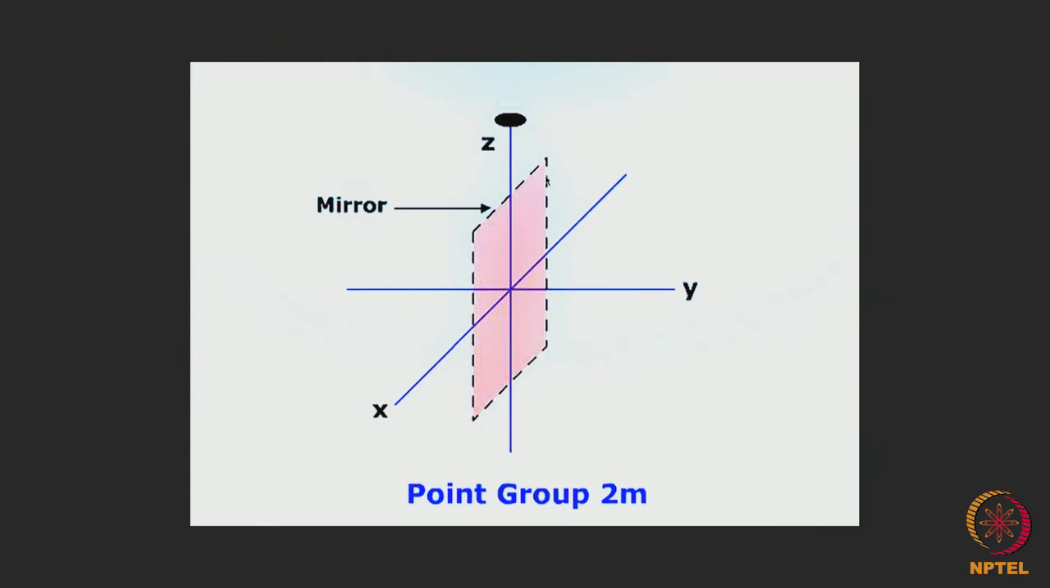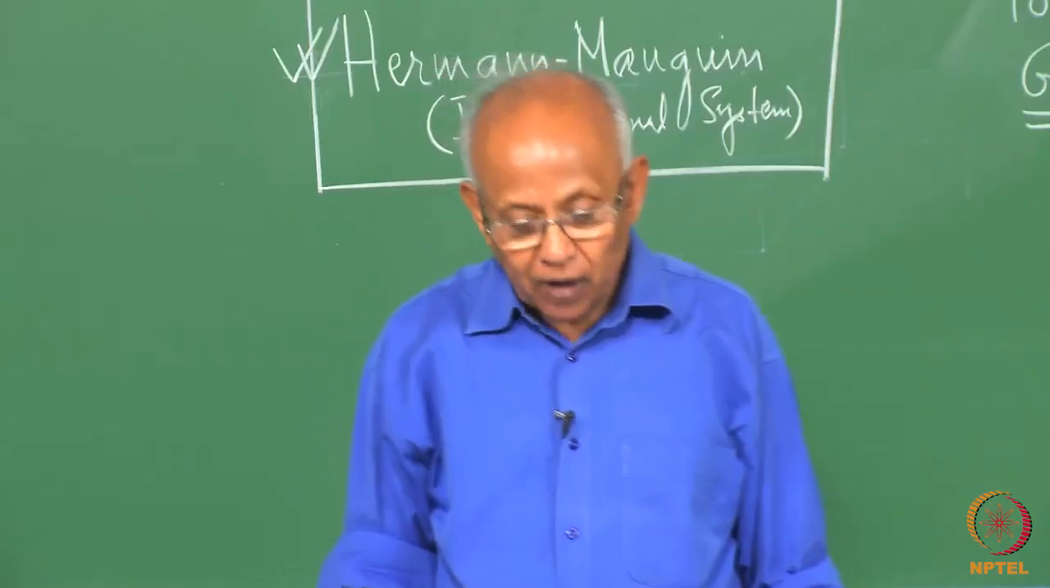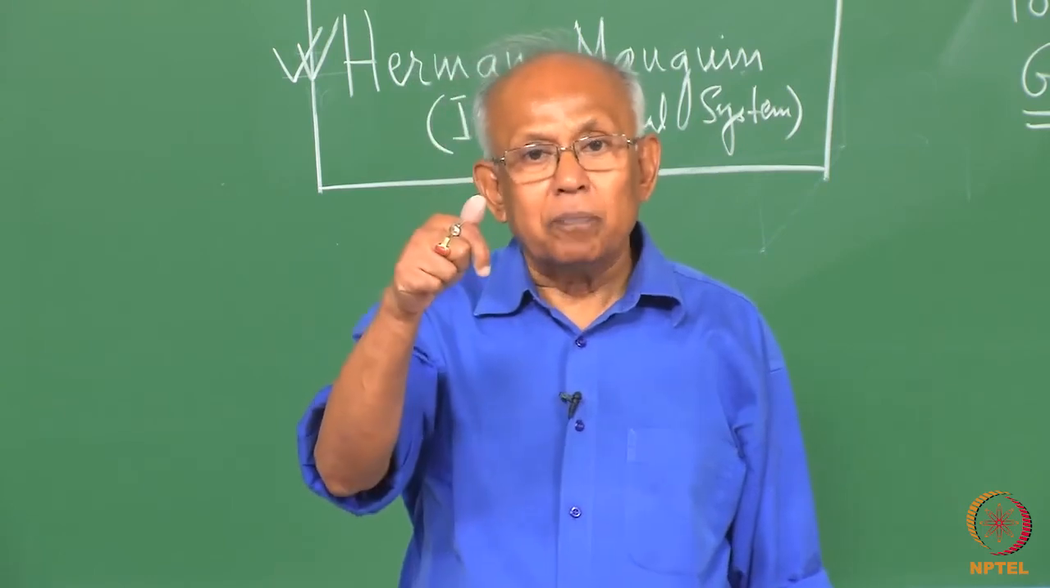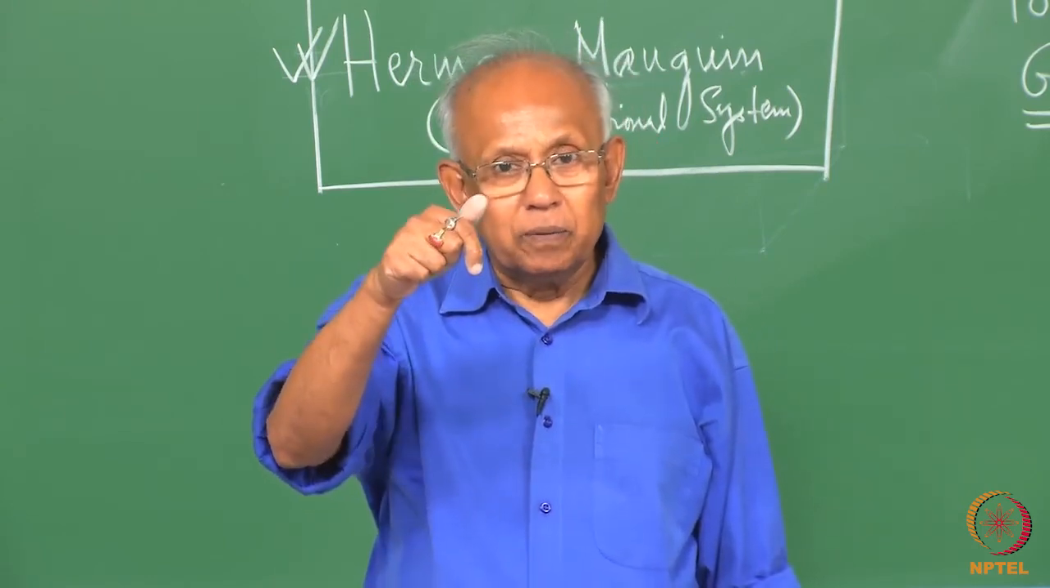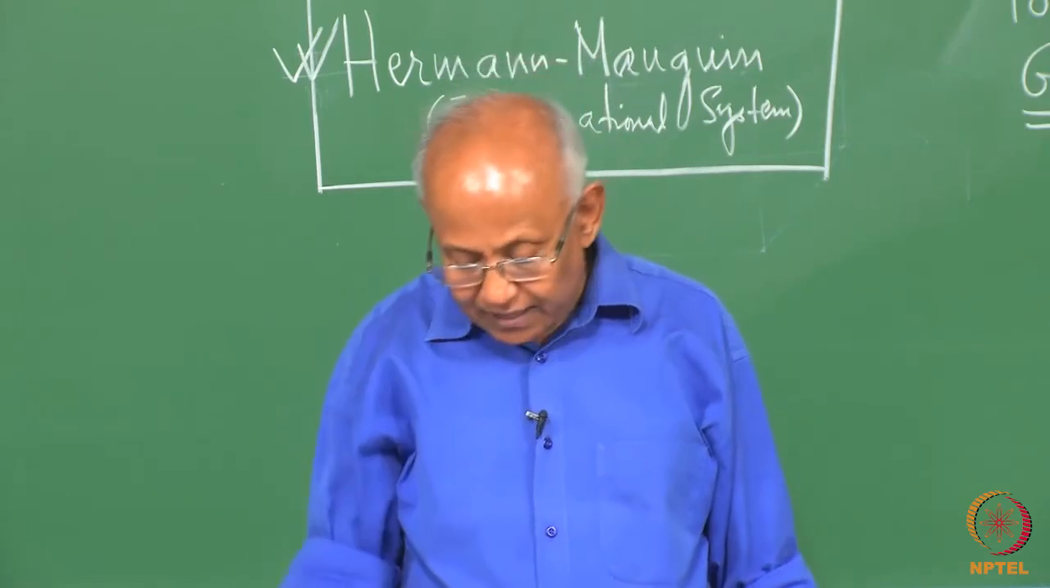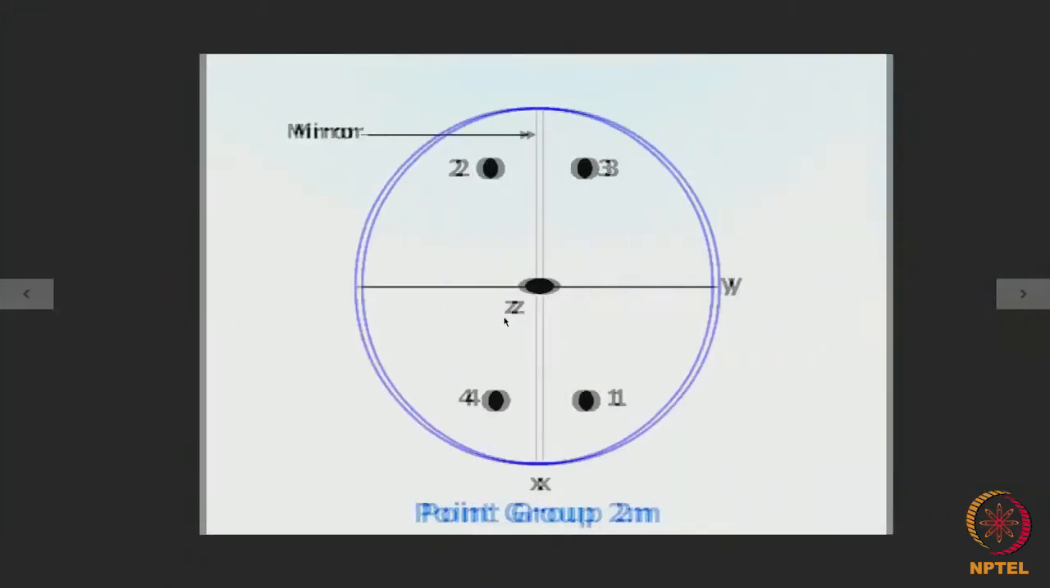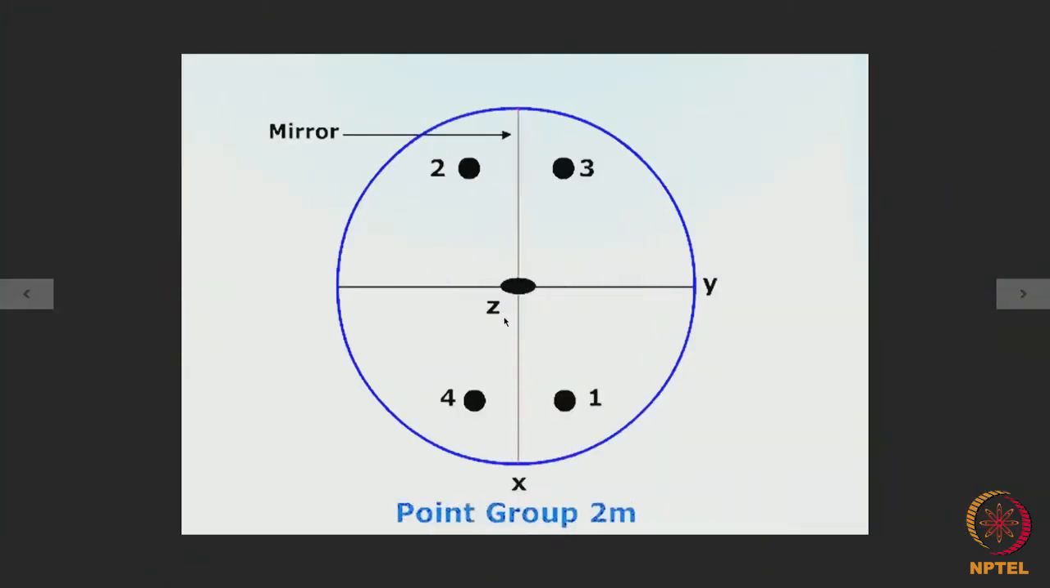Normally, the projection plane is the xy plane. That means the projection plane is perpendicular to the z axis along which the rotor lies. So naturally, the position of the rotor will be shown by a point right at the center of projection, because the projection plane is taken along the xy plane. So we will have a projection, and the twofold rotor will be lying right at the center of the projection.